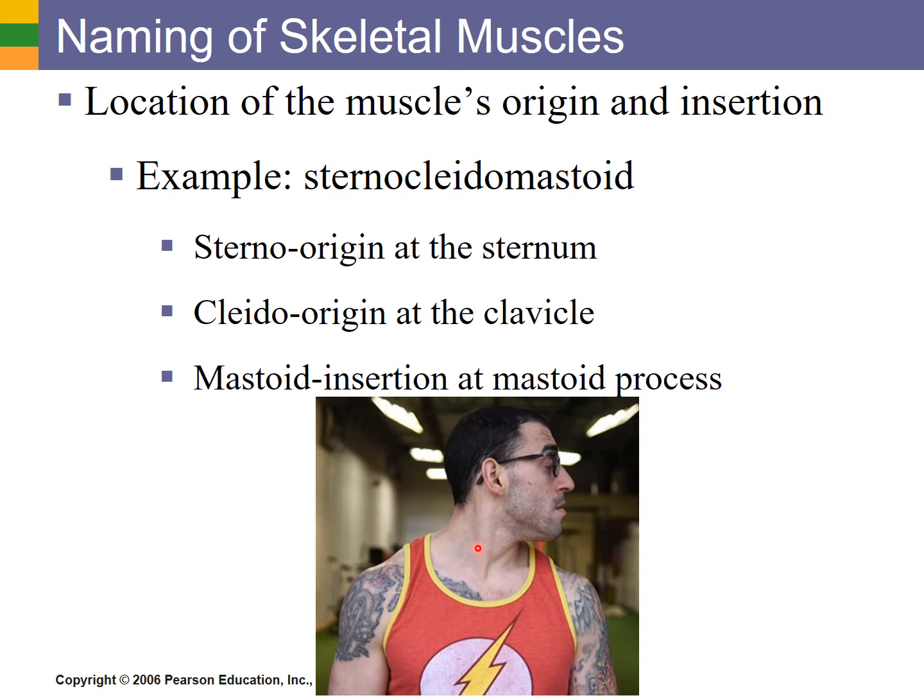It's very easy to find on your own body, so you can palpate it very easily by turning your head to either side. You can see the origin here on the manubrium of the sternum and the medial portion of the clavicle, sternocleido, and then it extends to insert on the mastoid process, which is just posterior to the ear. Sternocleidomastoid.